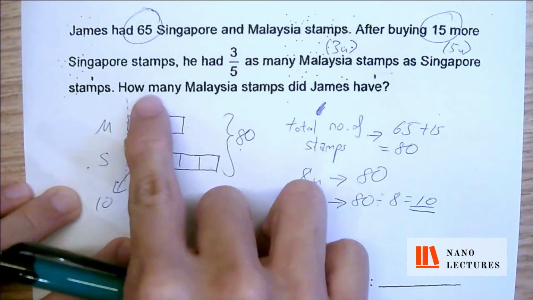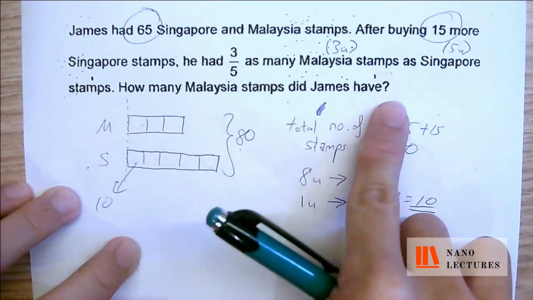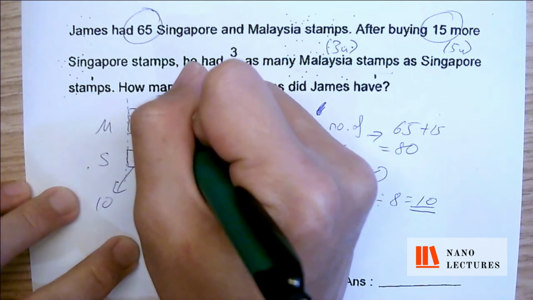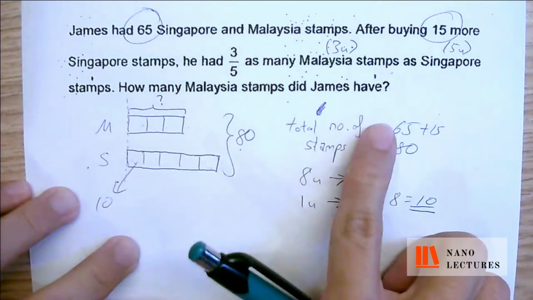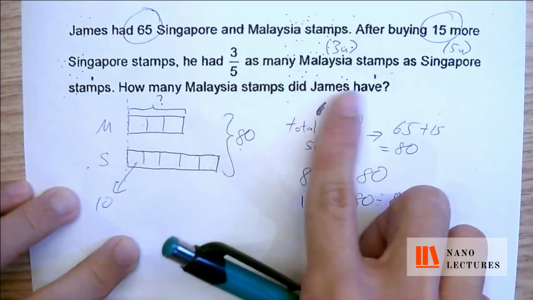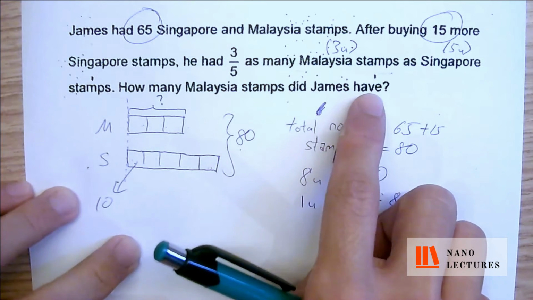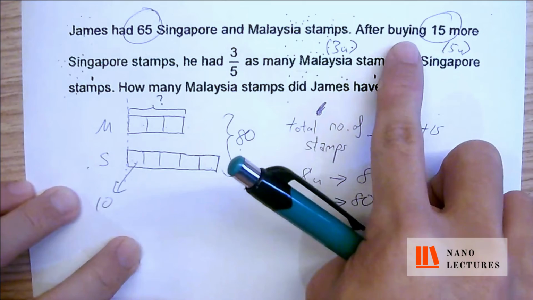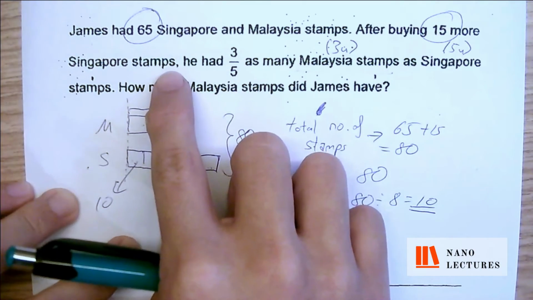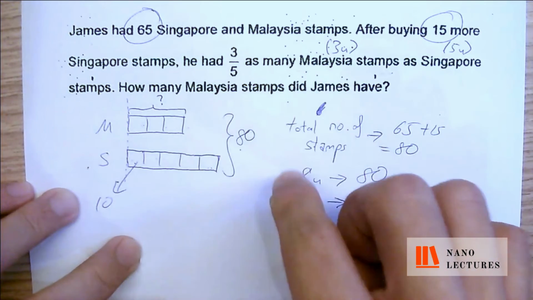Now then you ask, how many Malaysia stamps did James have? Okay, since they never say how many Malaysia stamps James had at first, you just have to assume that this one is after. Anyway, they already mentioned that James bought 15 more Singapore stamps. There's no change to the Malaysia stamps. So the Malaysia stamps will be the same before and after.